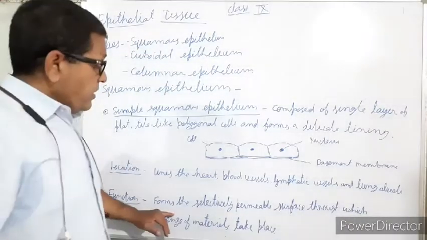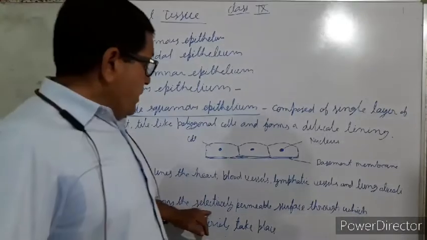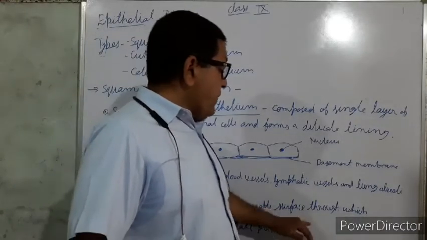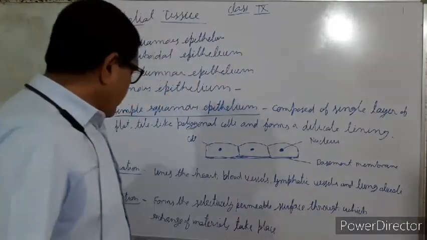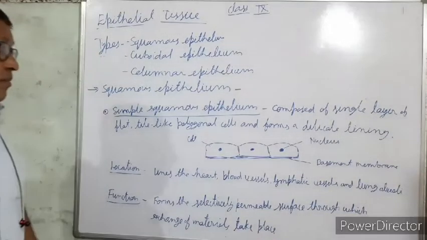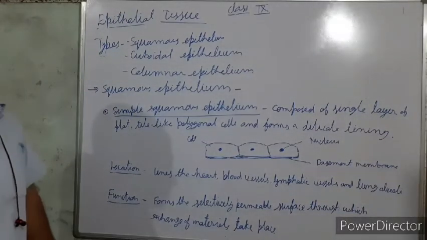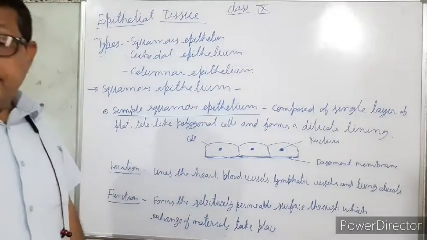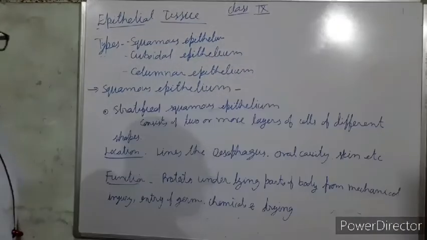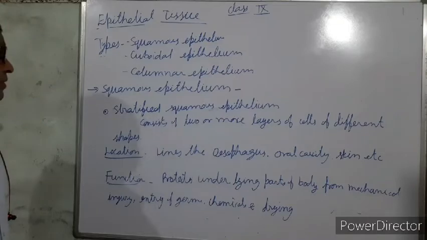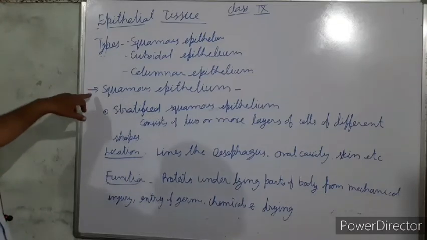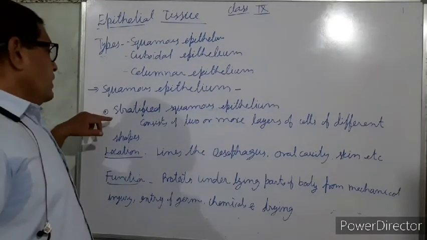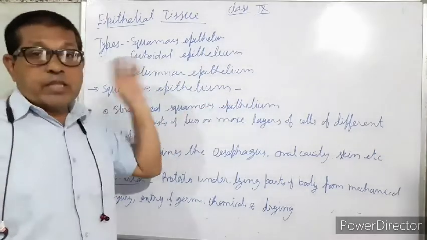It forms the selectively permeable surface through which the exchange of materials takes place. Now next one is the stratified squamous epithelium.